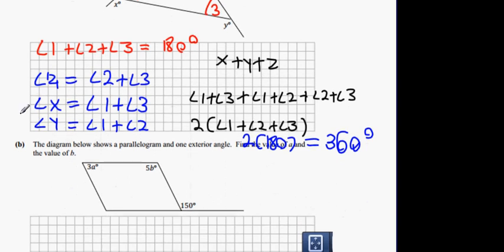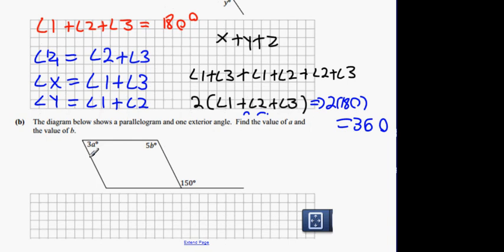Finally, the diagram below shows a parallelogram and one exterior angle. Find the value of A and the value of B. Now guys, there's a rule about parallelograms. Does anybody know the rule about parallelograms? Opposite angles have to be the same. Do you understand? And this one here has to be equal to this one here. With this in mind, what do you think this angle here has to be? 30 degrees. This means that 3A equals 30 degrees. It means A equals 10.